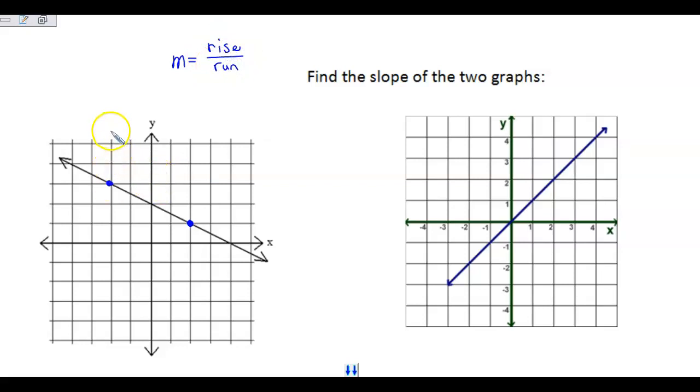Sometimes rises go up, that's a positive. Sometimes they go down, that's a negative. So in this case, I want to go from this point to this point. I'm going to go down 2, which is a negative 2. And then I'm going to run 1, 2, 3, 4 to the right, and this is a positive. So my slope for this one is going to be -2 over 4. This can simplify. I can divide both by 2, and I'm going to get -1/2.